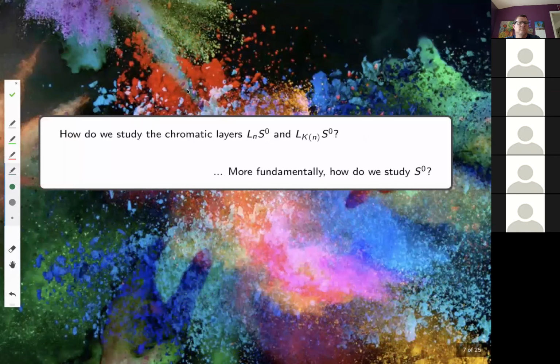Okay. All right, so now, if we want to study the sphere by climbing up the chromatic tower, then we need to know how we would study these chromatic layers anyway. And maybe more fundamentally, how do we study the sphere? So for today, I'm going to focus on how we study the homotopy groups of these things. Before I can answer the first question, I'm going to talk about the second.